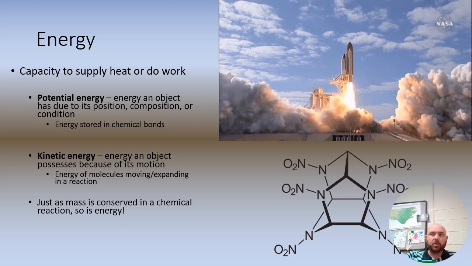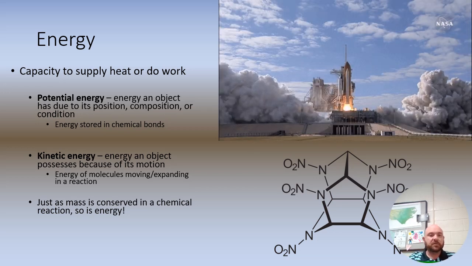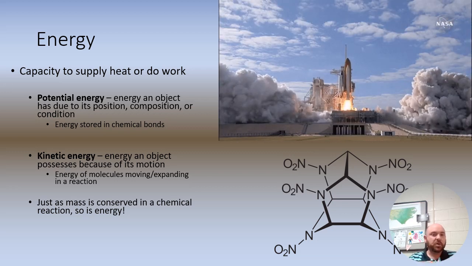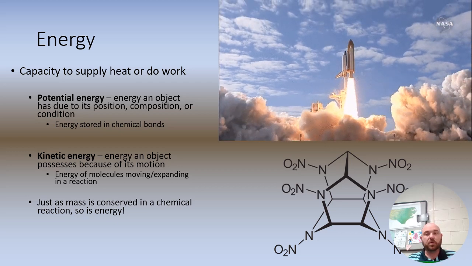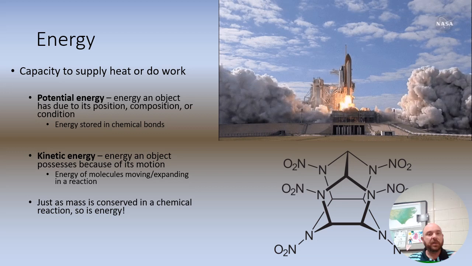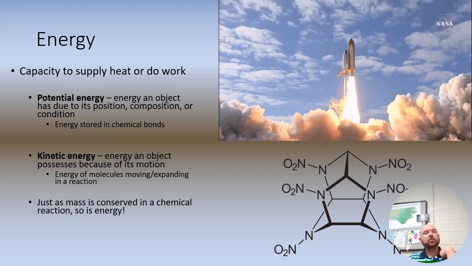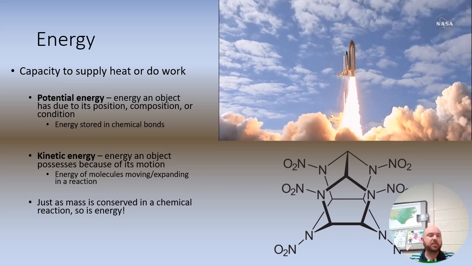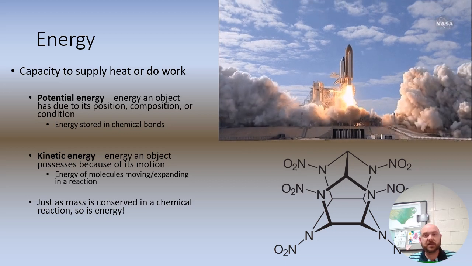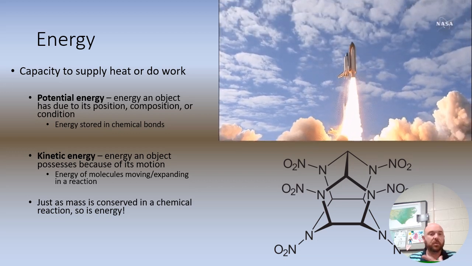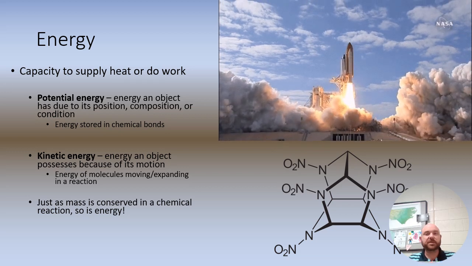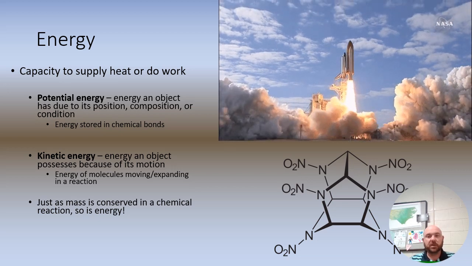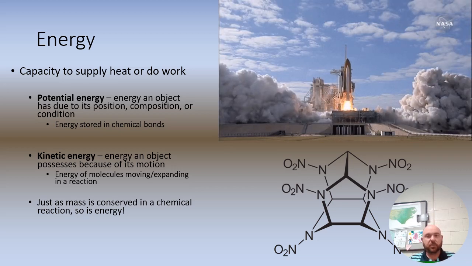As it comes to chemistry and chemical equations, potential energy is generally thought of as the energy stored in chemical bonds. When atoms bond, they use some energy or release some energy as they form those bonds, and that's typically how we perceive chemical potential energy. Kinetic energy, as it pertains to chemistry and chemical reactions, is the energy that is associated when molecules move or expand during a reaction.